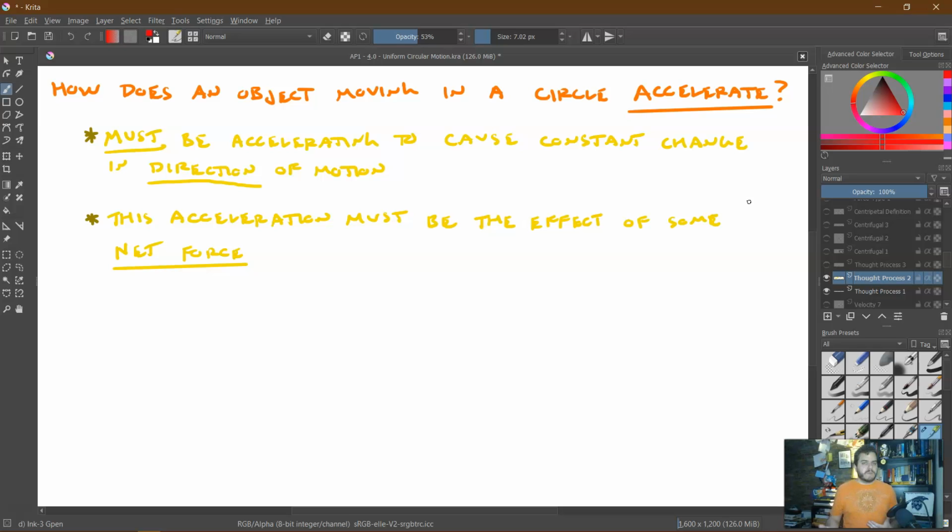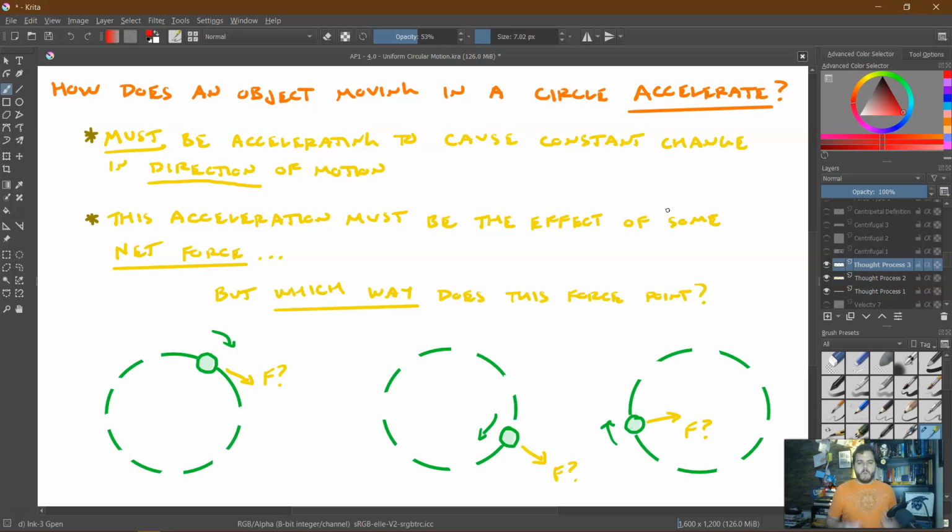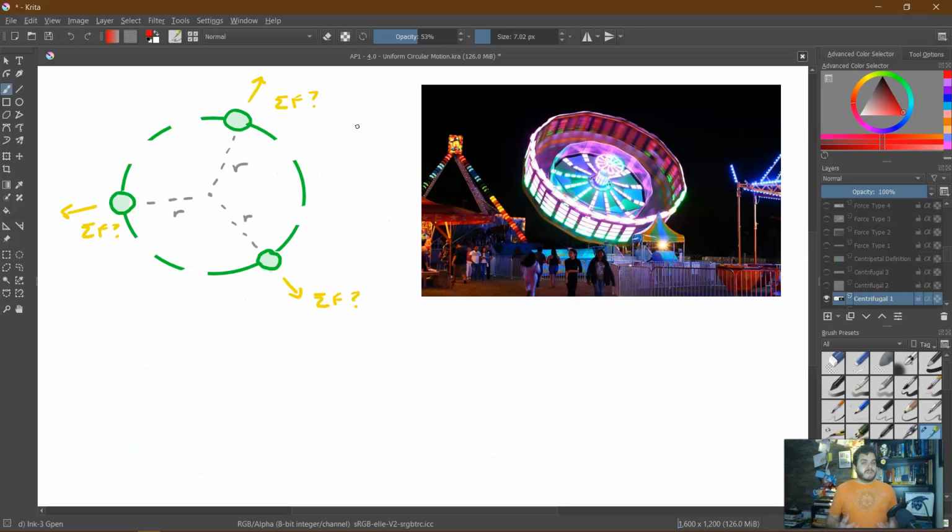Additionally, if there's an acceleration, there has to be a net force. But what direction does that net force go in? Is it going in the same direction as the object? Is it going out of the circle, into the circle? That's not really obvious. Your first instinct is probably that the force should be out of the circle, because if you've ever moved in a circle, you feel pushed outwards.